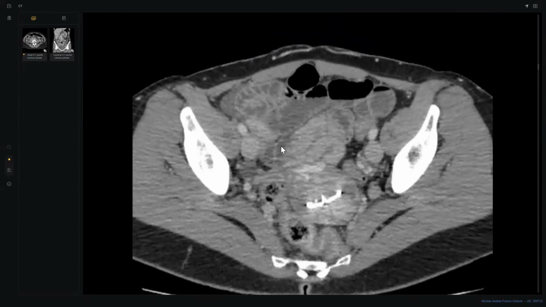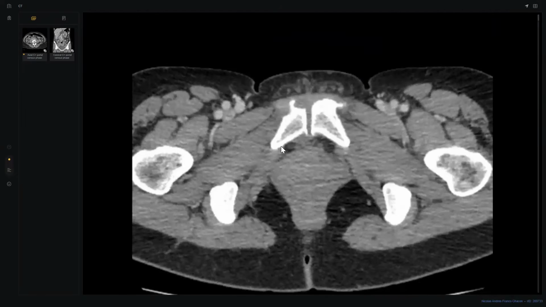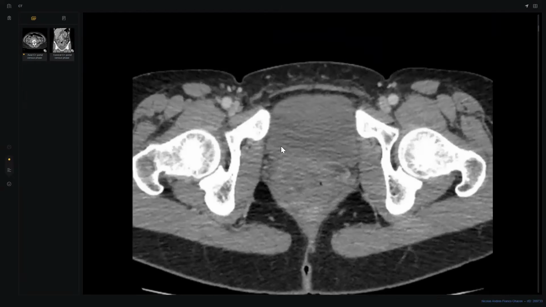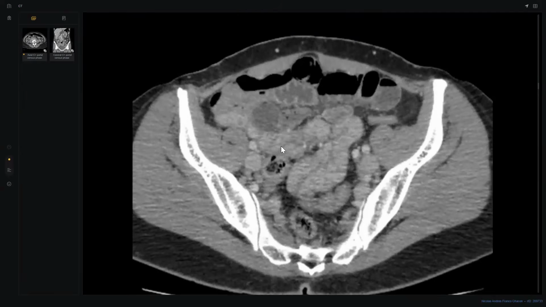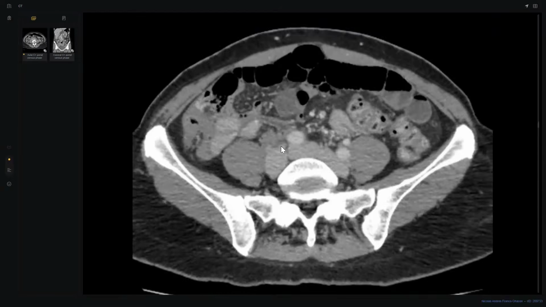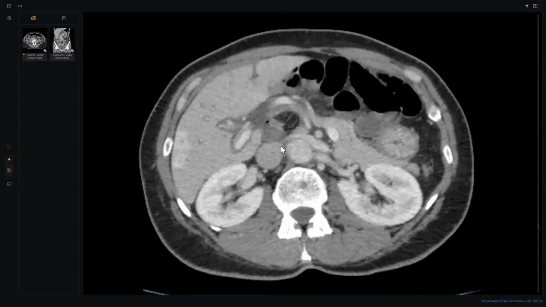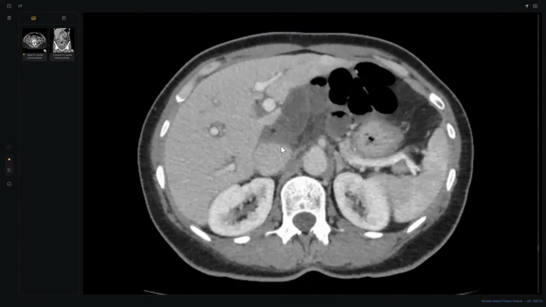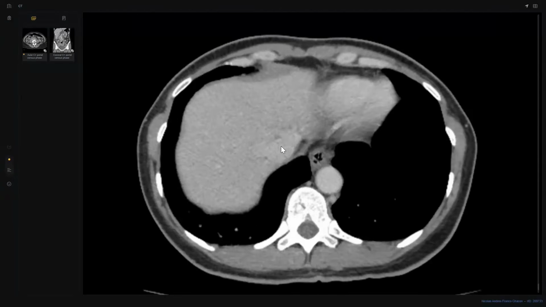Regarding the dilated small bowel loops, they are likely reactive. I cannot find a transition zone or any abnormality in the hernial orifices. So I'm suspecting post-appendectomy inflammatory changes. Now I will get back to the area of periportal edema to examine it.